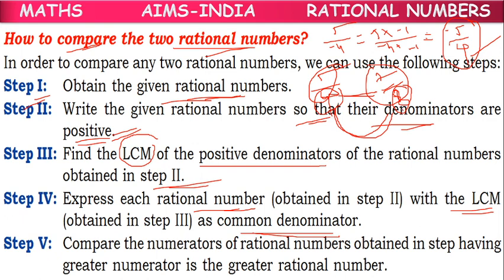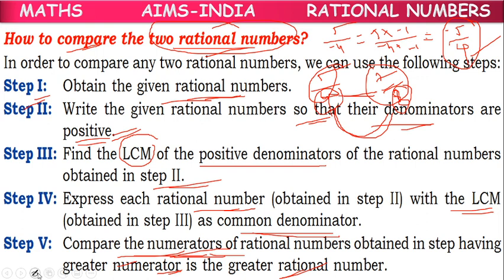Here we have different denominators, but we have to express them with their LCM so that the denominators become equal. Now the denominators are equal. So what do we have to do? Compare the numerators. The numerator with the greatest value will be the greater rational number. So by following these steps, we can compare any two given rational numbers.